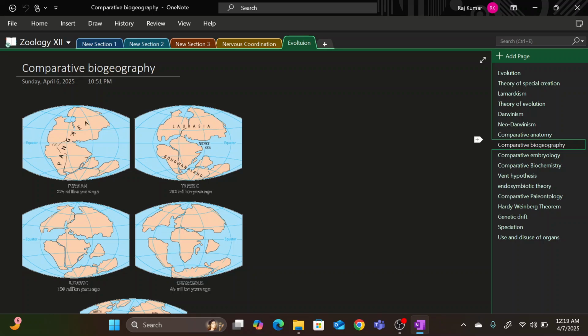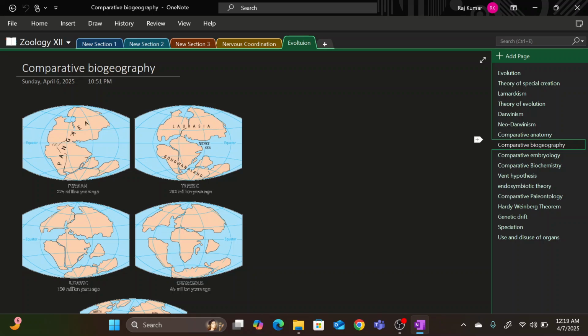Now, comparative biogeography. When Darwin was visiting all the continents, he saw that there are certain animals which are restricted to a certain region. For example, armadillos are only restricted to America, kangaroos are only restricted to Australia, penguins are restricted to certain islands other than Antarctica, and kiwi are only restricted to New Zealand. These are restricted to certain pieces of land, which is known as geographical isolation, and that is based on biogeography.